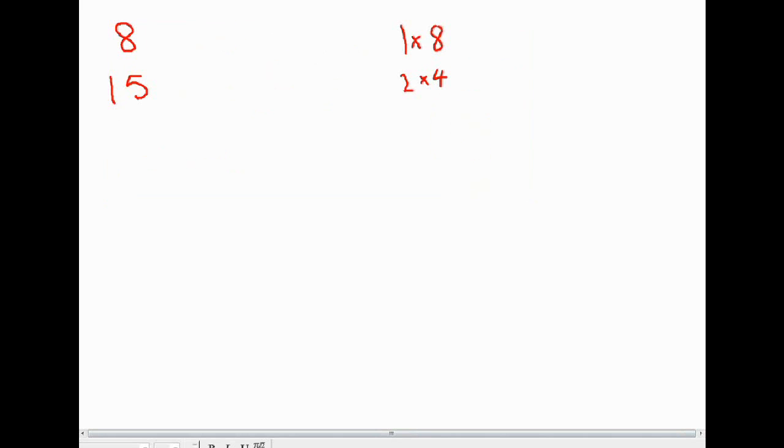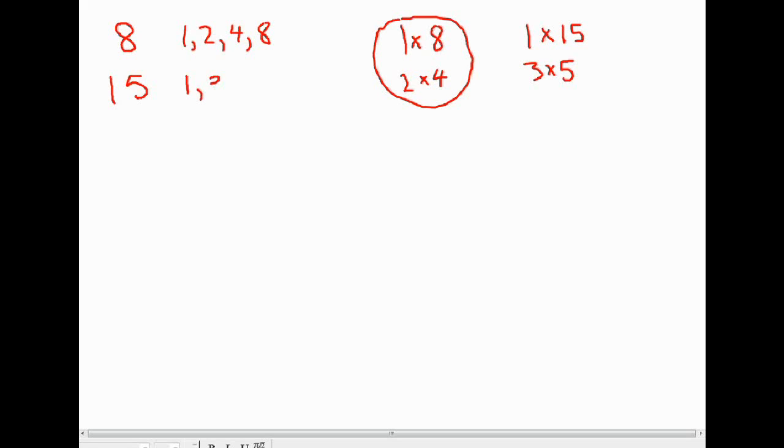For 15, we've got 1 times 15, and 2 doesn't go evenly into 15, but 3 does, so we have 3 times 5. So again, if I'm going to list all of the factors by writing the multiplication questions like this, I've got a list of factors here, and it's all of those numbers. We can put them from smallest to biggest. And then if I do the same for 15, from smallest to biggest, we've got all our values there in the multiplication questions. So that's all of the factors.